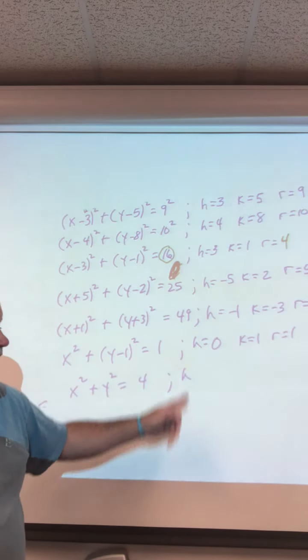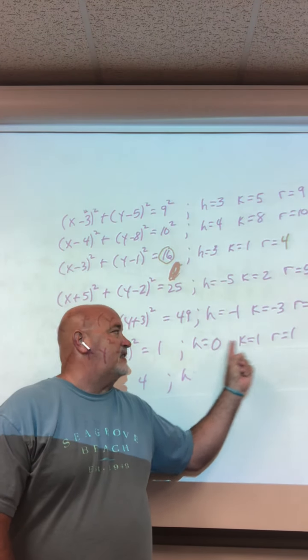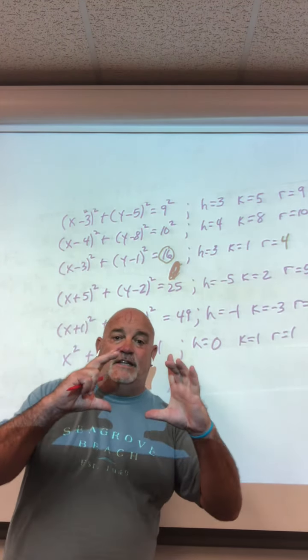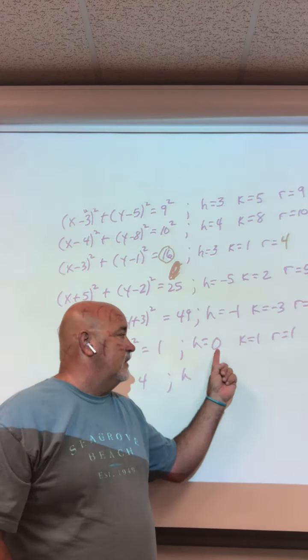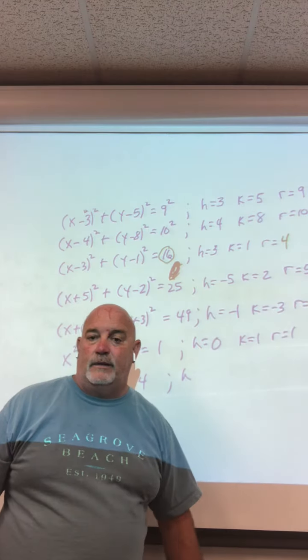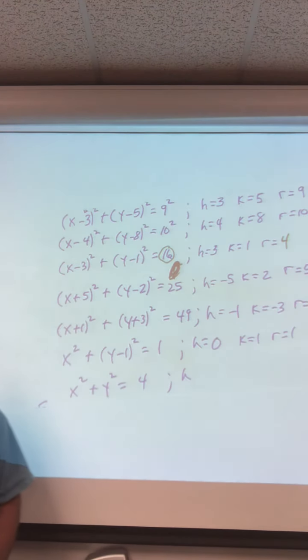Now let me say again, I don't have to list it as h and k. I could list it as an ordered pair, and that's what I'm about to do in just a second. I could list it as (0, 1) for the center, and I'm about to do that.